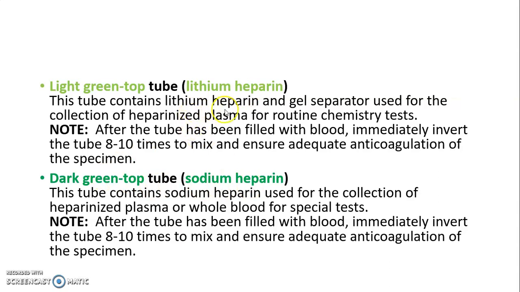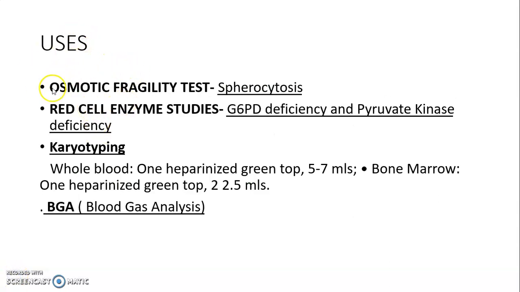The tube that contains lithium heparin and gel separator is used for collection of heparinized plasma for routine chemistry tests. The dark green top containing sodium heparin is used for collection of heparinized whole blood for special tests. The special tests performed are the osmotic fragility test, G6PD deficiency test and pyruvate kinase deficiency test. It is also used in karyotyping.